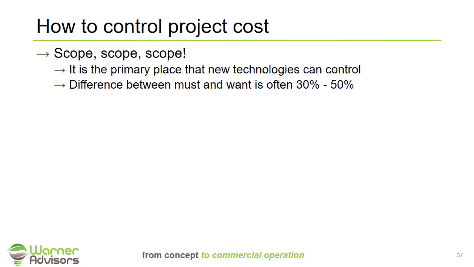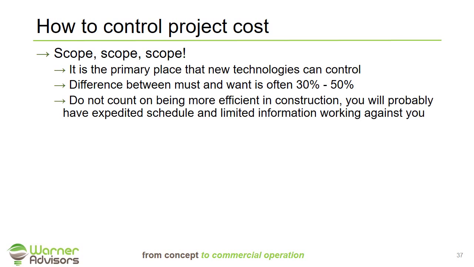If you look at the difference between, say, a must in a project and a want, must being a minimum functional requirement to meet your design standard versus a want, which is functionality, optionality, maybe ways you'd like to run in the future, but you're not sure you need, those can often drive a project cost up 30 to 50%.